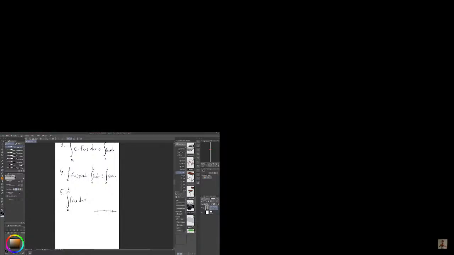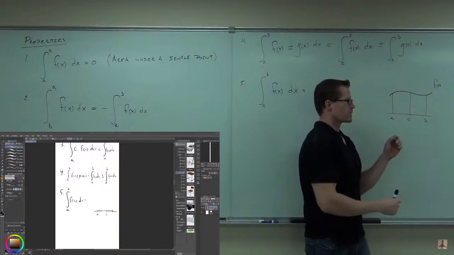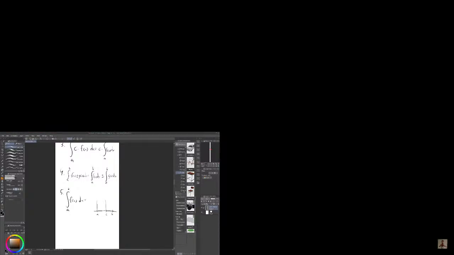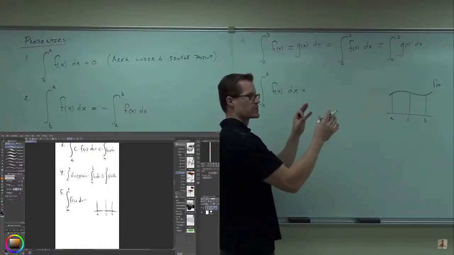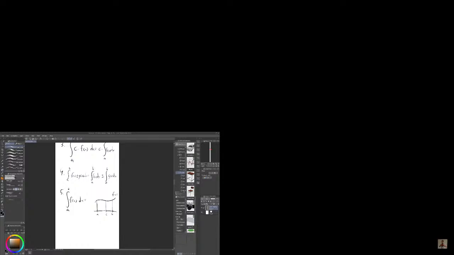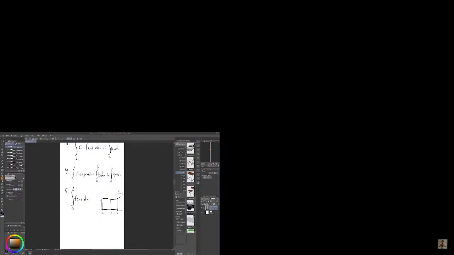Would you also agree that the area of this whole figure could be written as the area of this plus the area of this? That's also a true statement. It says, if you find some number c that's between your bounds of integration, then this is the same thing as a to c. And then from where to where? C to b. Very good.